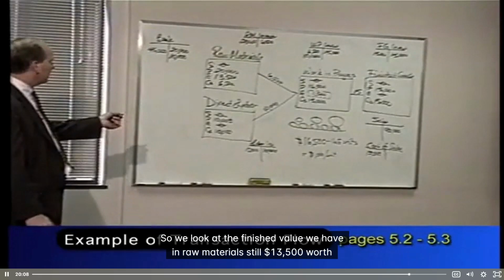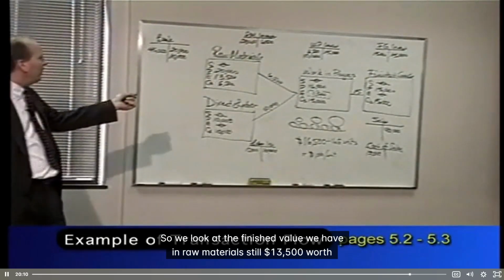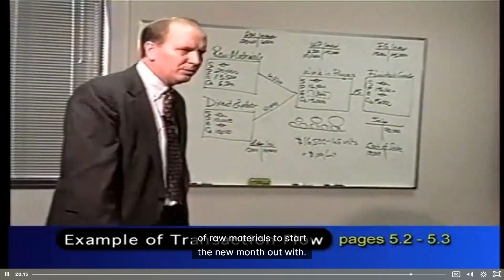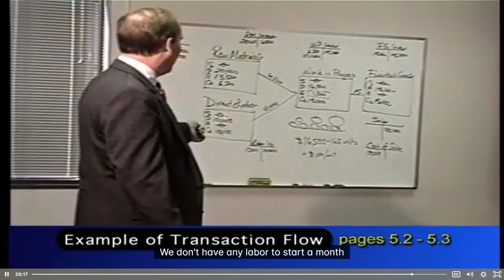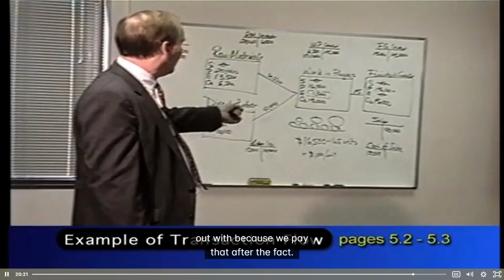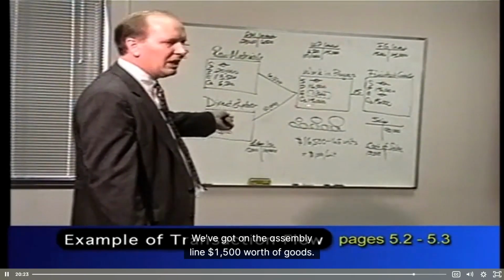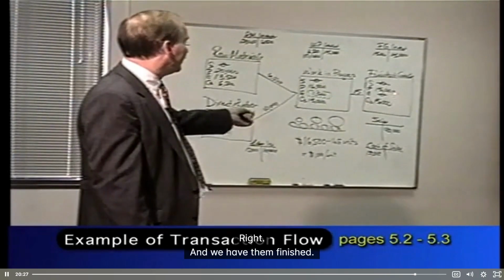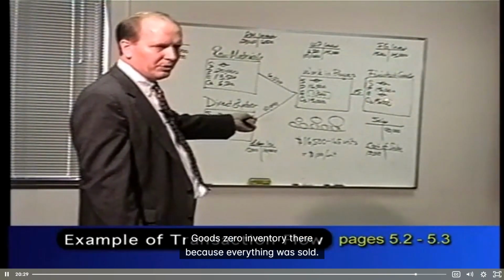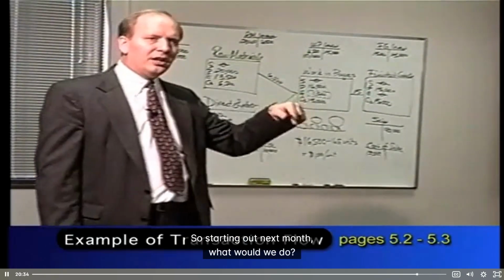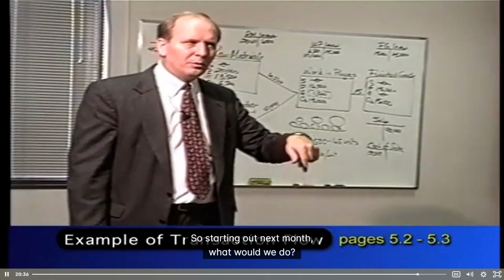Now, do you see how that whole process goes over time? So we look at the finished value. We have in raw materials still $13,500 worth of raw materials to start the new month out with. We don't have any labor to start a month out with because we pay that after the fact. We've got on the assembly line $1,500 worth of goods, right? And we have in finished goods zero inventory because everything was sold. Okay?